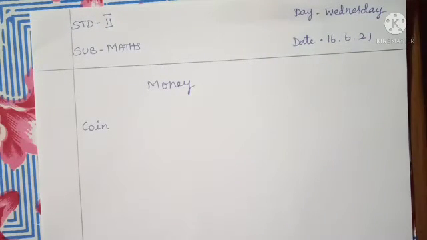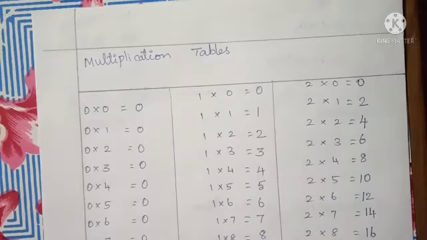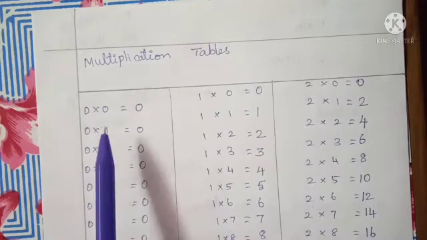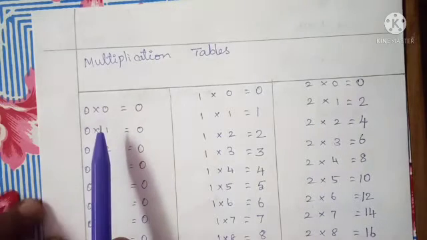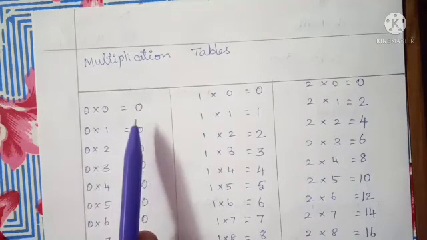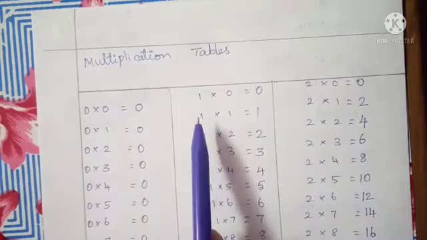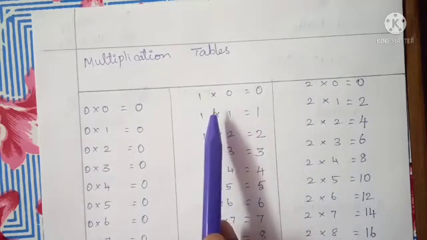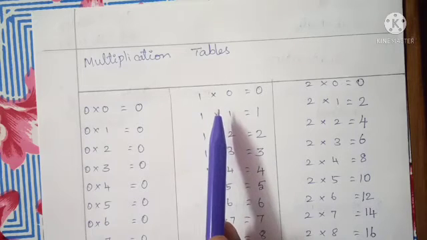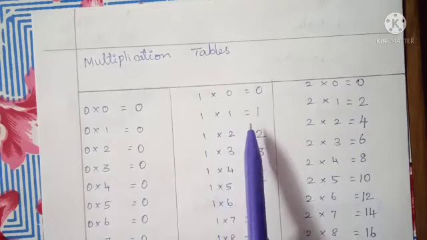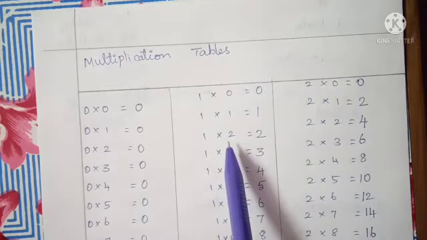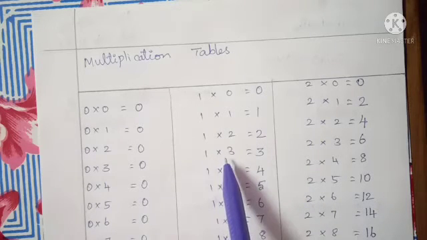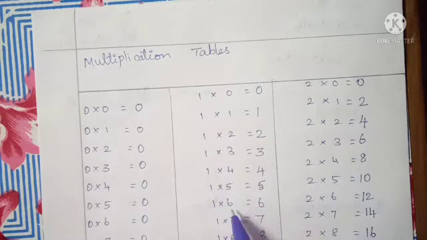In the previous class we learned multiplication tables. Once again I will revise. The 0 table is used for multiplying 0 with any number. You get the answer 0. Any number you multiply with 1, you get the same number. 1 multiply 1 is 1. 1 multiply 2 is 2. 1 multiply 3 is 3. 1 multiply 4 is 4. 1 multiply 5 is 5.